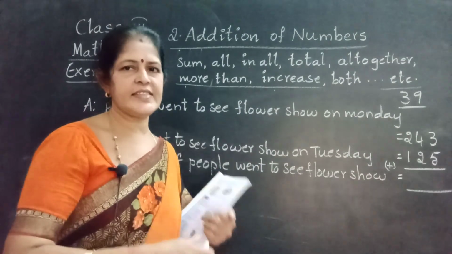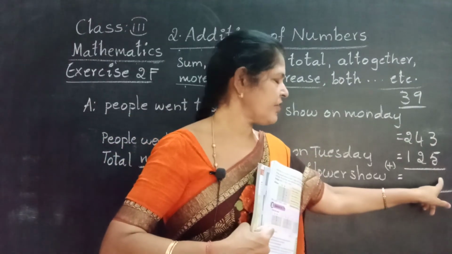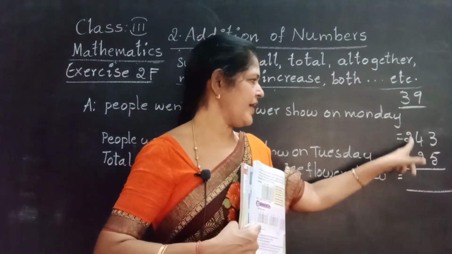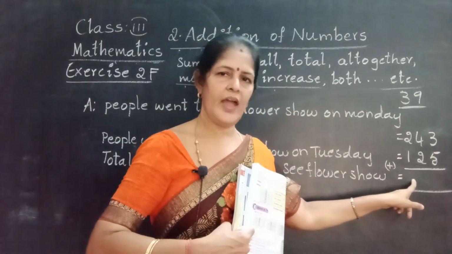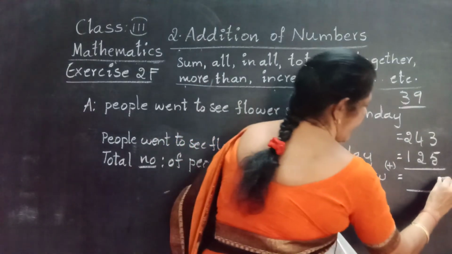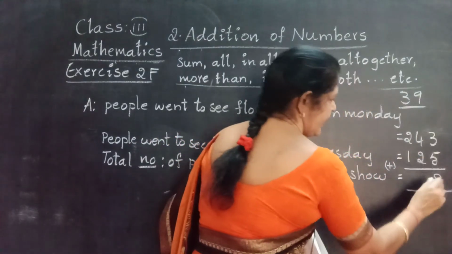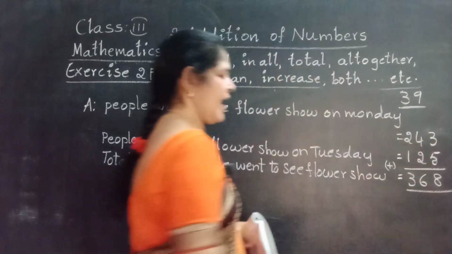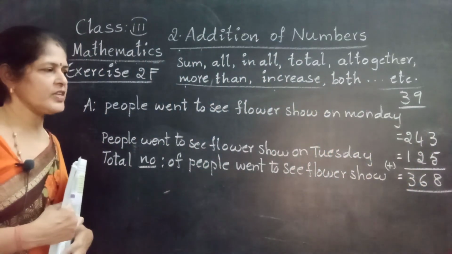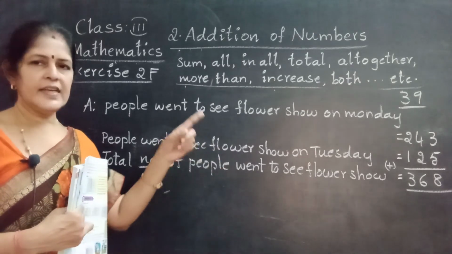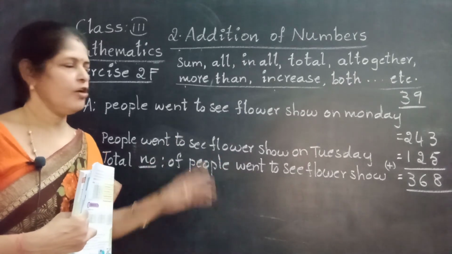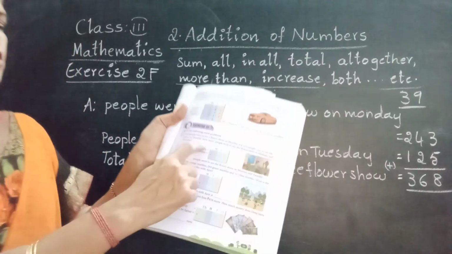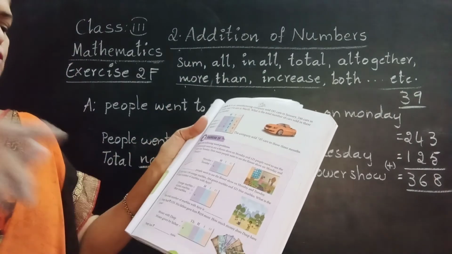Okay, do it yourself. Adding ones, write in the ones place. Next, adding tens, write in the tens place. Next, adding hundreds. See, 3 plus 5, 8. 4 plus 2, 6. 2 plus 1, 3. How many people went to see flower show on both the days? 368 people. We get the answer by addition. This is the textbook problem. Next one, second one.